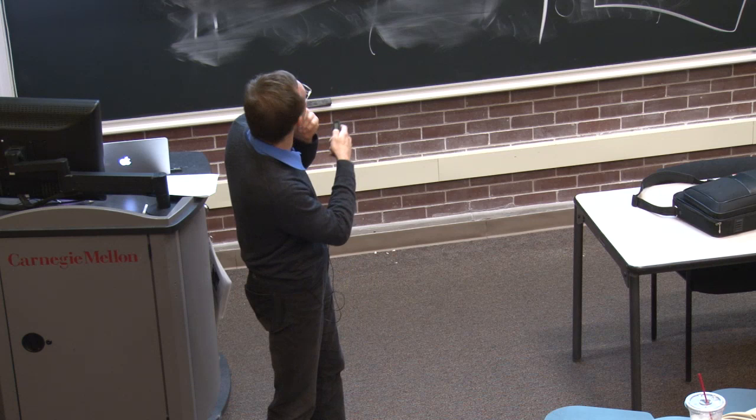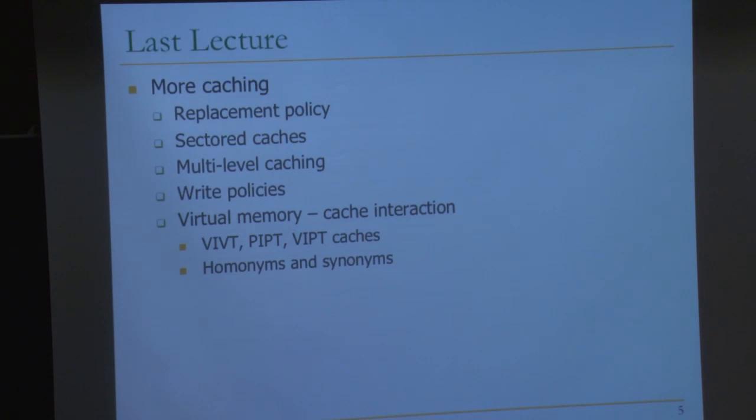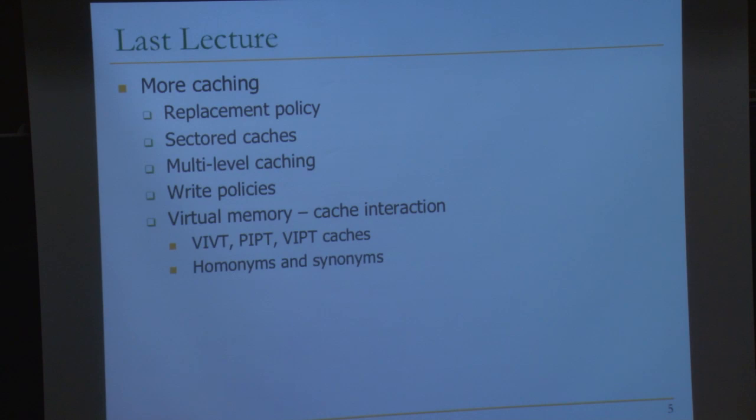Okay, last lecture we covered a lot of caching policies, replacement policy, sector caches, multi-level caching, write policies, unified versus separate instruction and data caching. Looks like this is my picture from the last lecture. That's the unified instruction and data. So you should have a good idea of what the trade-offs related to these are.